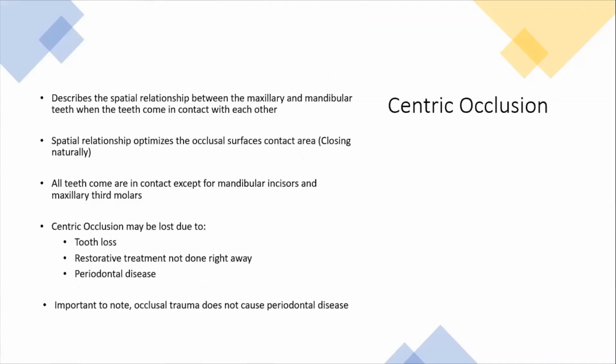So centric occlusion is a term used to describe the spatial relationship between the maxillary and mandibular teeth when the teeth come in contact with each other. The spatial relationship optimizes the occlusal surface contact area. So this is when you're just closing your mouth naturally. The teeth are just resting together. So all the teeth are in contact except for the mandibular incisors and the maxillary third molars in centric occlusion.